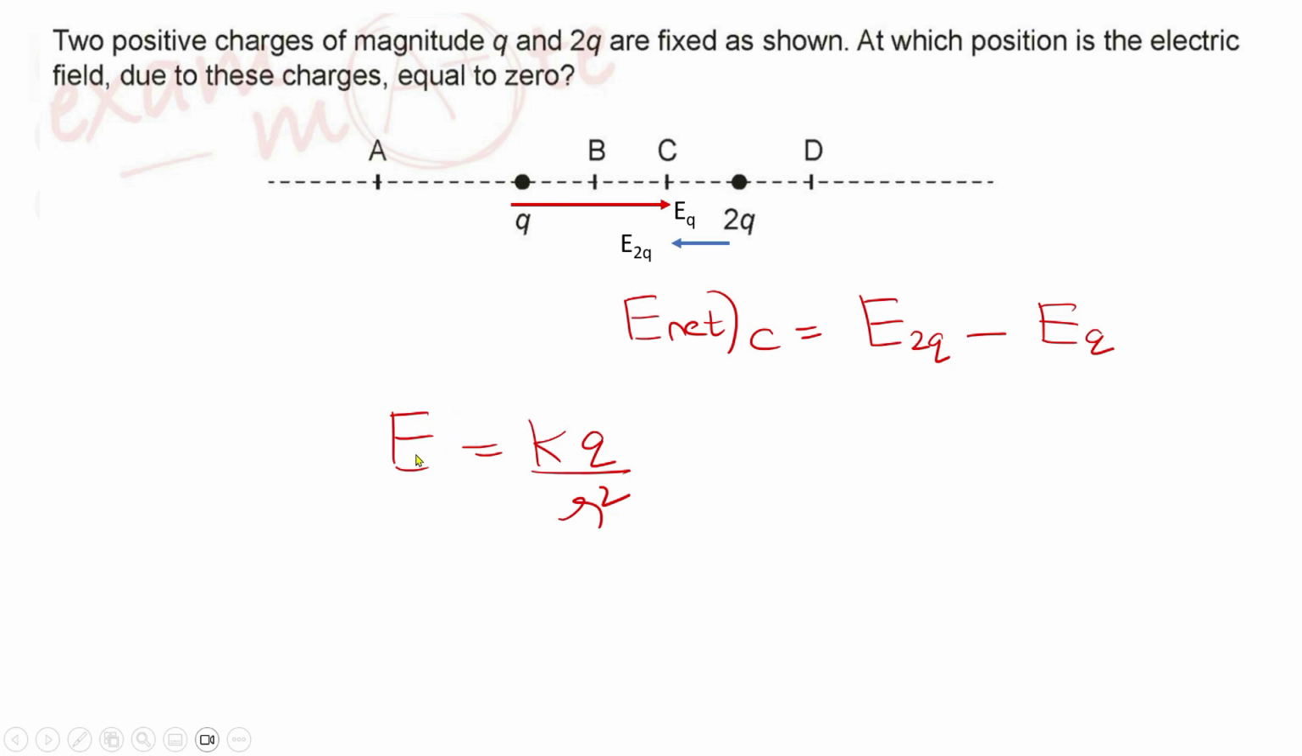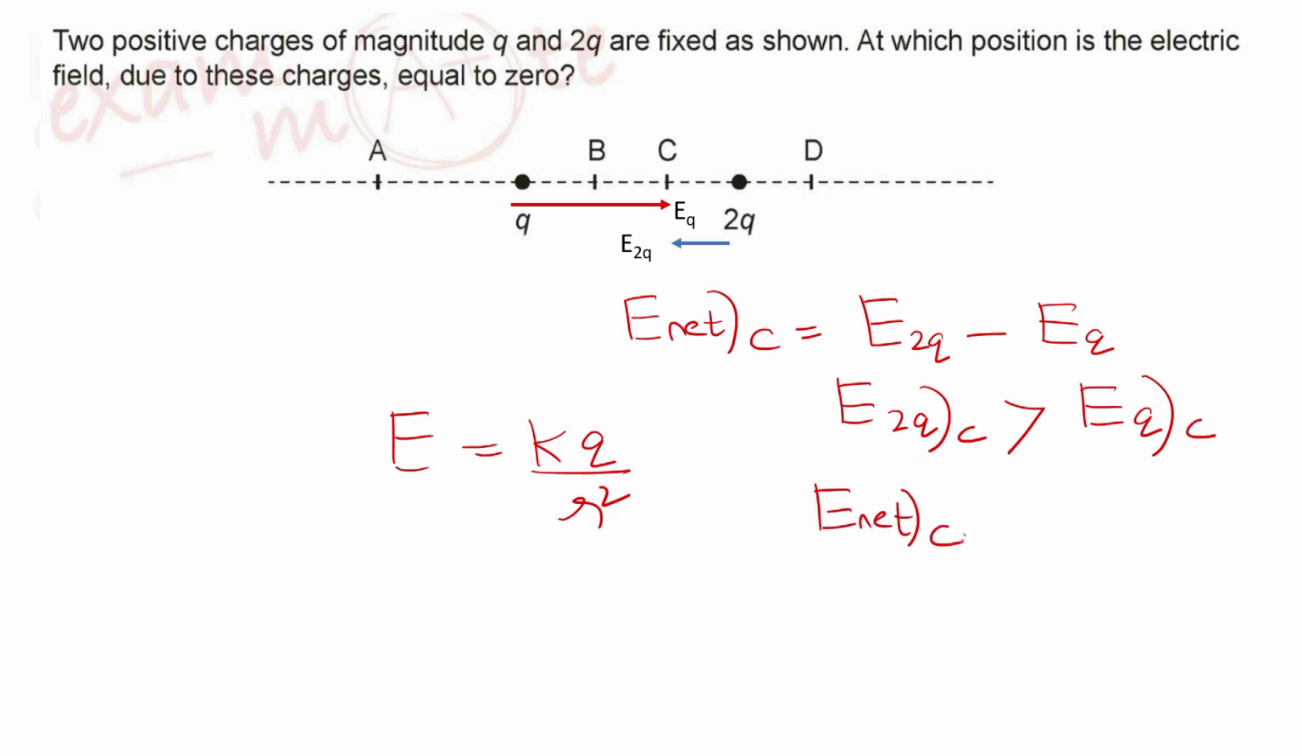And since electric field is directly proportional to charge and inversely proportional to distance, we can say that electric field due to 2q at the point C is actually greater than electric field due to q at the point C, which means the net electric field at point C still will not be equal to 0. Hence, even C is not the answer, which leaves us with option B. That is the answer, but let's quickly analyze why is that.